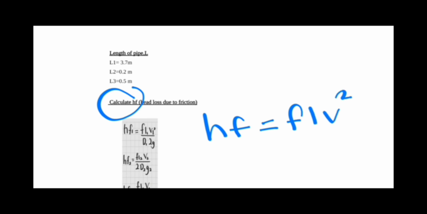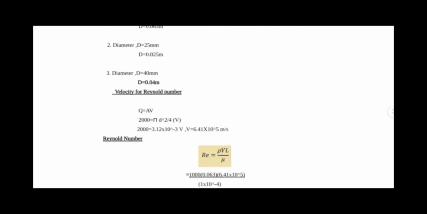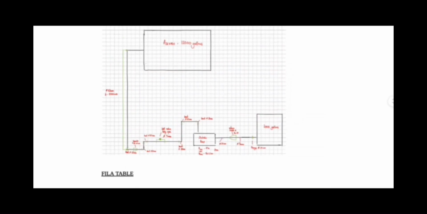So the last part, finally we can calculate for the head loss, which is HF, head loss due to the friction. Formula of head loss is HF equal to FLV square over D2G. So depending on our pipe sketching, we have 3 HF, which is the first one, second, and third.